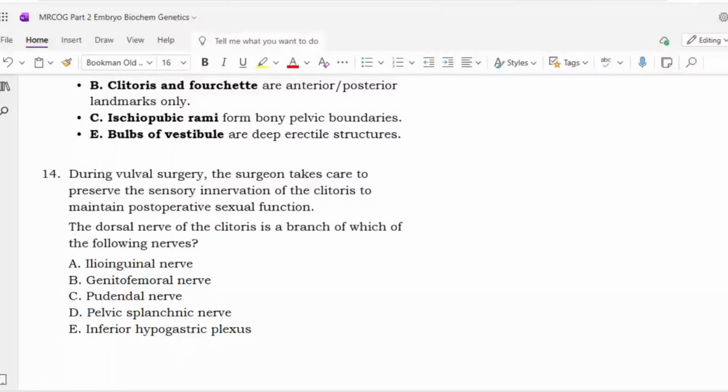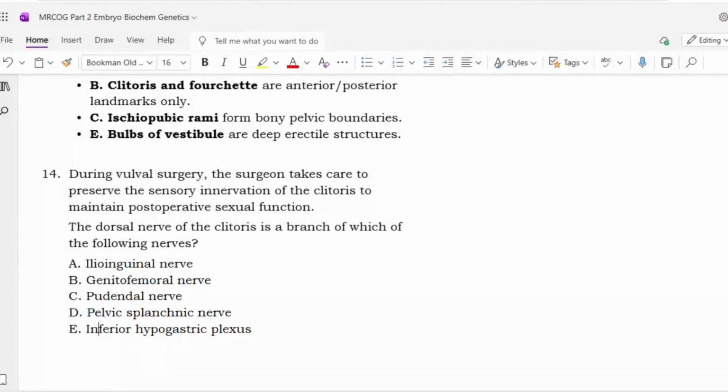During vulval surgery, the surgeon takes care to preserve the sensory innervation of the clitoris to maintain post-operative sexual function. The dorsal nerve of the clitoris is a branch of which of the following nerves? Ilioinguinal nerve, genitofemoral nerve, pudendal nerve, pelvic splanchnic nerve, inferior hypogastric plexus.